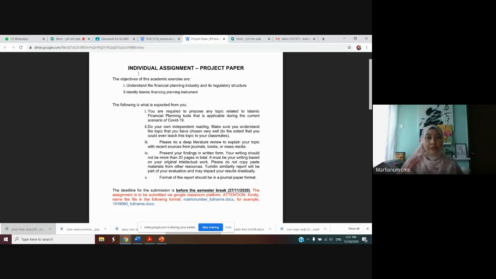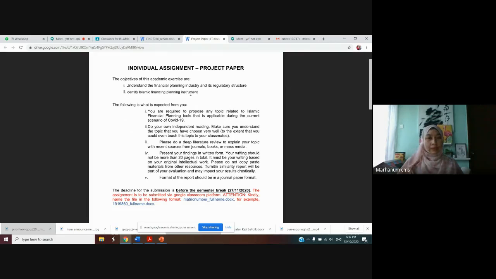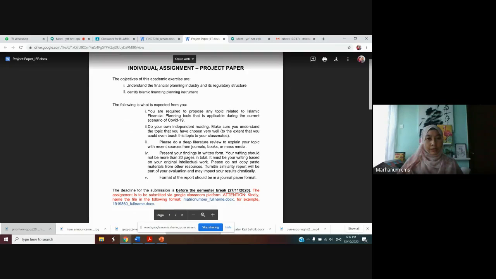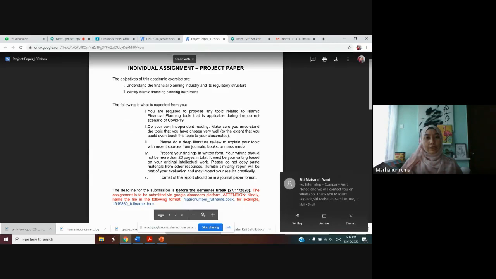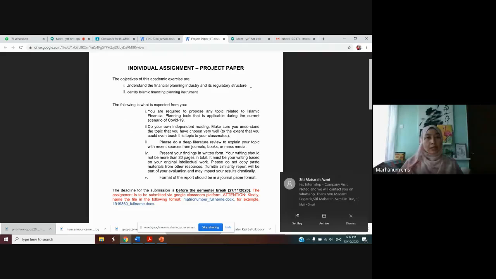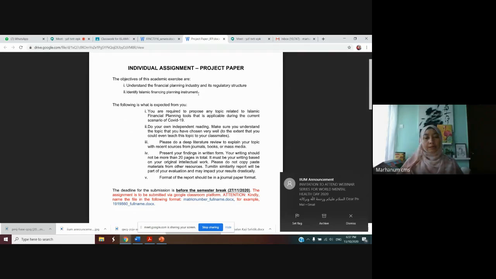Okay, individual assignment, because only a few of you are taking this, so I think it is not suitable to have a group. So in the individual assignment, the objective is for you to understand the financial planning industry and its regulatory structure, and to identify Islamic financial planning instruments. So please choose any instrument like takaful ke, wakaf ke, Islamic estate planning, and then construct one research on it.